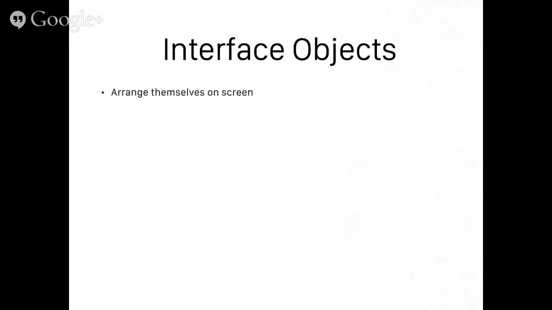All the views on the app are called interface objects. So it's kind of like UIView. It's now WKInterfaceObject. And they put themselves on screen. So you don't actually set the coordinates of where they appear or anything. You just put them on the interface controller that puts them somewhere.